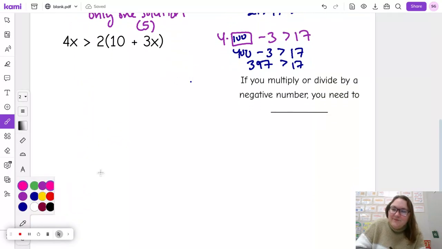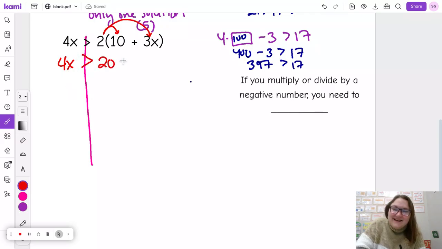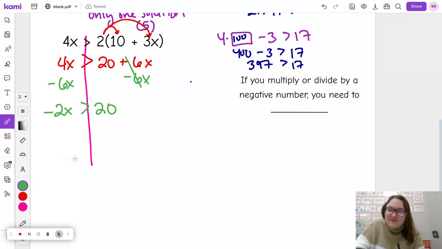I'm going to start it the same way I start my equations. I like drawing a line at my inequality sign, and to start this inequality, what do you think we're going to do first? Well, I want to start by multiplying or distributing 2 with everything in my parentheses. So that gives me 4x is greater than 20 plus 6x. 2 times 10 is 20, 2 times 3x is 6x. After that, what comes next? Well, we've learned you need your variable only on one side, so I'm going to subtract 6x on both sides, and that gives me negative 2x is greater than 20.